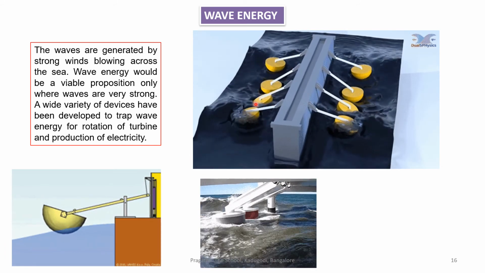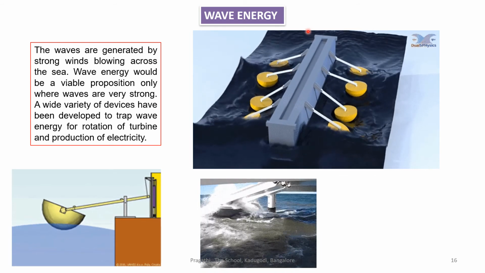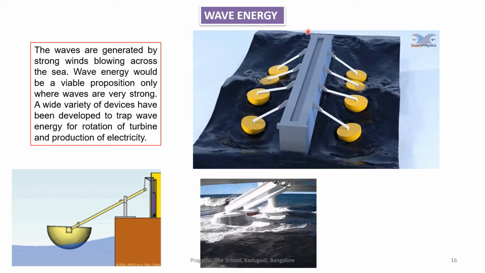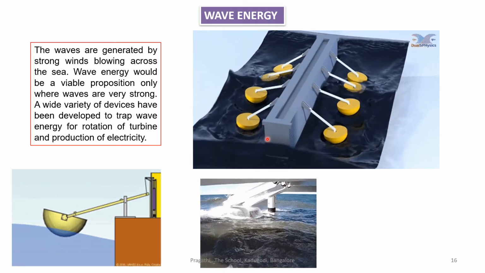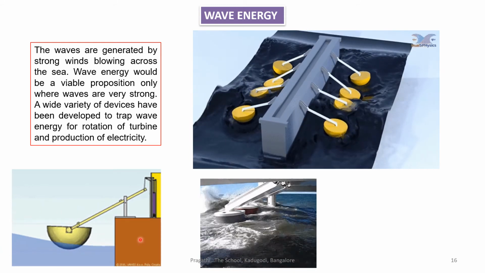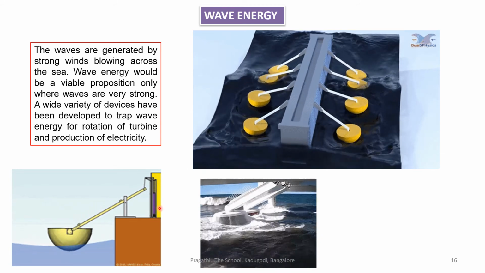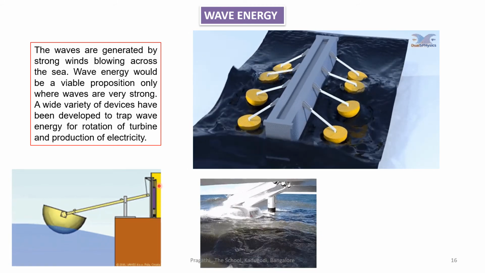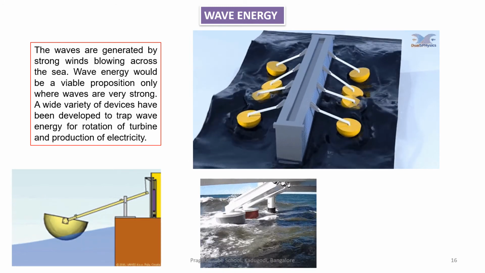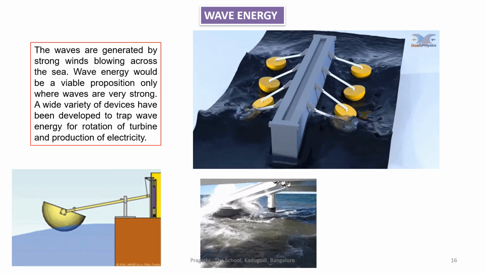See, the wave is going here, it is passing here, right? The wave will flow from one place to another place. So it causes up and down motion. See here, so many things are connected, where that up and down motion, you can see the small thing is going up and down, up and down. This motion generates the electricity.